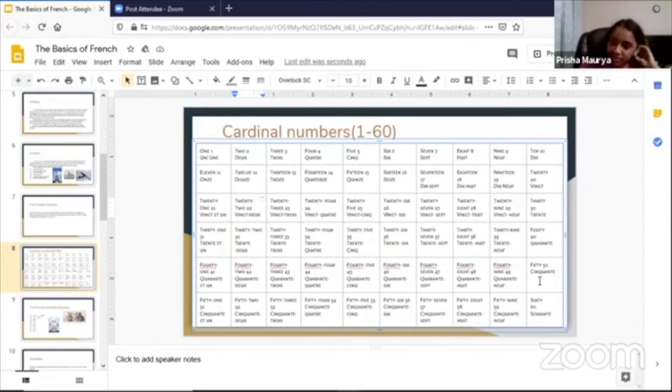And 30 you pronounce it trente. 40 you pronounce it quarante. And 50 you pronounce it as cinquante. And 60 you pronounce it as soixante. See how they have an ante at the end of it?